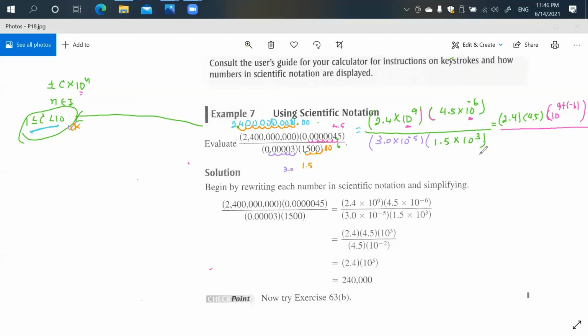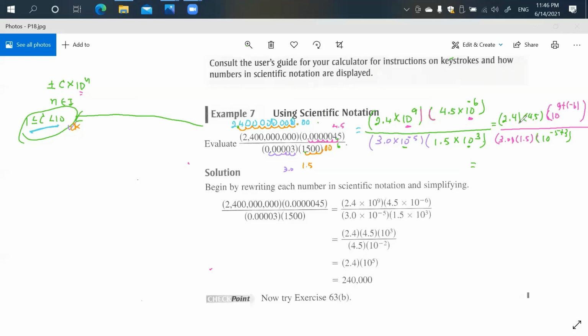Then divided by this one, the same thing again. 3.0 times 1.5. So you have 3.0 times 1.5. And then this bracket, see that? See this one, base 10, same base. So you have same base, index plus, because this is multiplication. So you have 10, get the index negative 5 plus 3, right? 3 is a plus, so you have this one. Now we simplify.